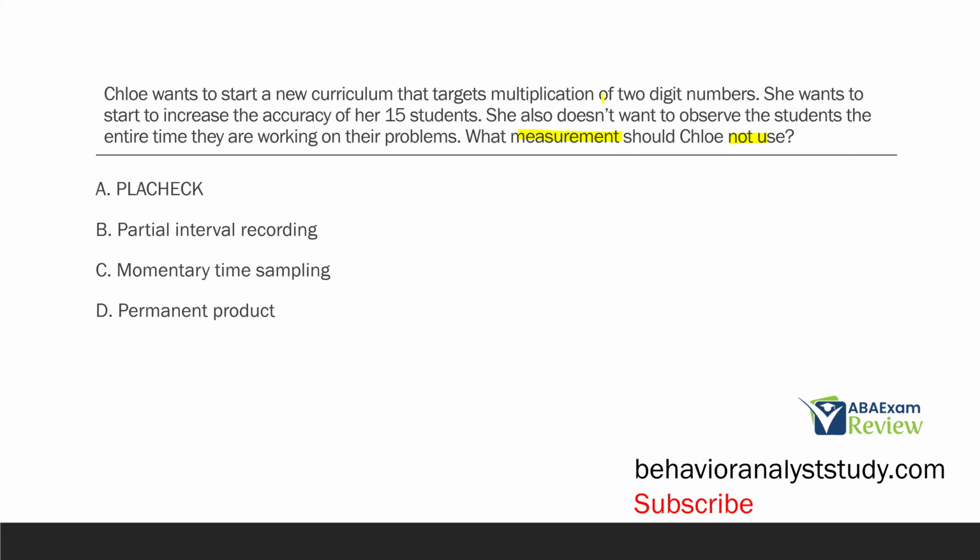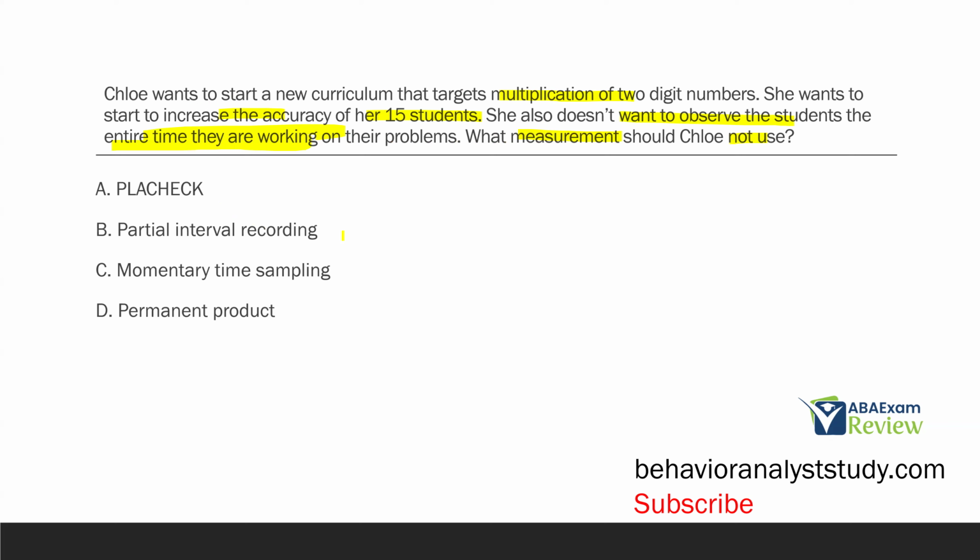Chloe wants to have this curriculum targeting multiplication. She wants to increase accuracy of 15 students, a large group, and she doesn't want to observe the students the entire time they are working. So that's going to really narrow it down. So what about A, a planned activity check, a PLACHECK? Well, PLACHECK would be fine. Got a group of students with a PLACHECK. She doesn't have to observe the entire time. She could possibly use this measurement.